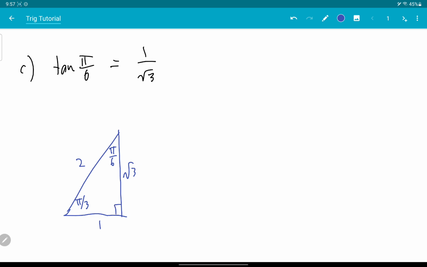There you have it. Now, tan of theta is TOA, opposite over adjacent. So here's my pi over 6. The opposite is 1, and the adjacent is root 3.